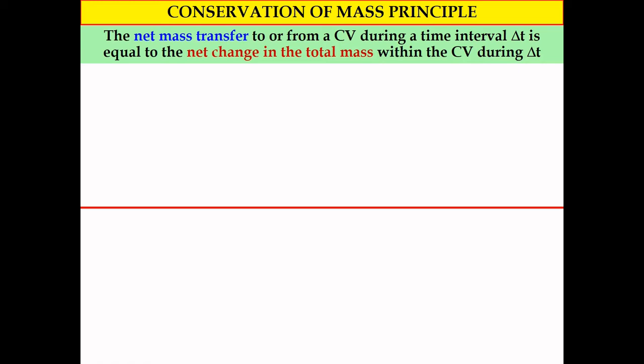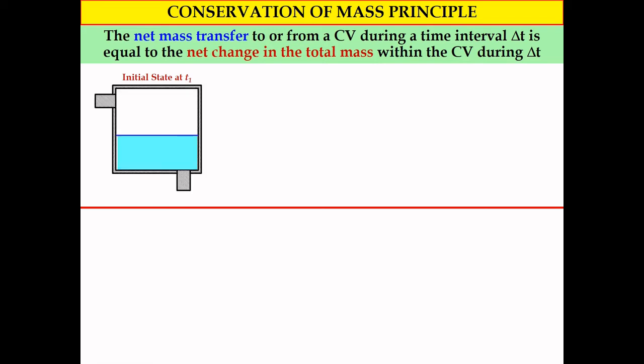Okay, so if you want to get a clear understanding of this principle, let us discuss a specific case or specific system, as shown in the schematic diagram, where we have the initial state at time number 1. We have a tank with one inlet and one outlet, and the dashed red line represents the control volume boundary, and the substance or system inside the boundary we consider as the control volume, CV.